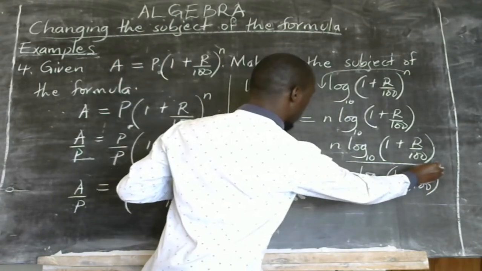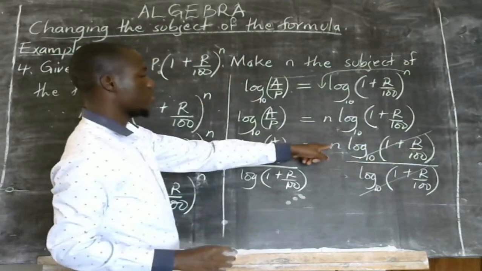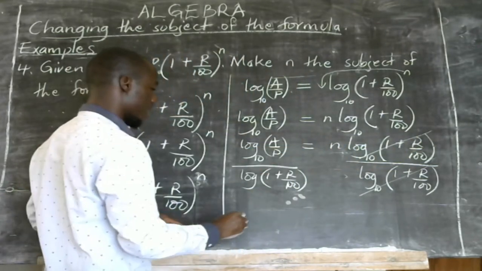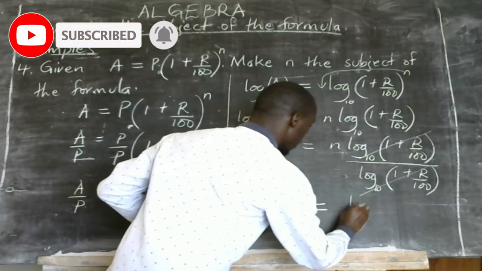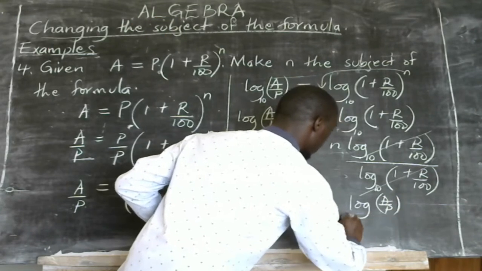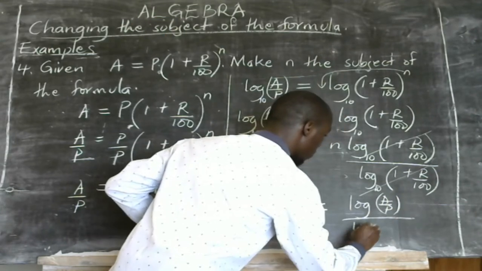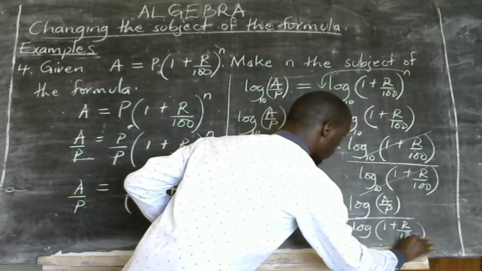Then the whole of that is going to divide the whole of that, and then I'll be having n on one side. So the n is going to be equal to log of a all over p divided by log of 1 plus r all over 100.